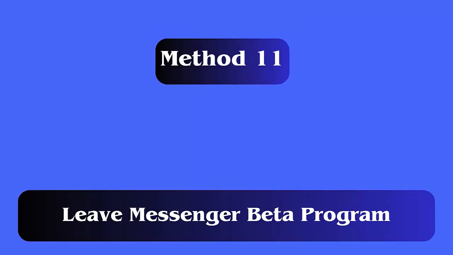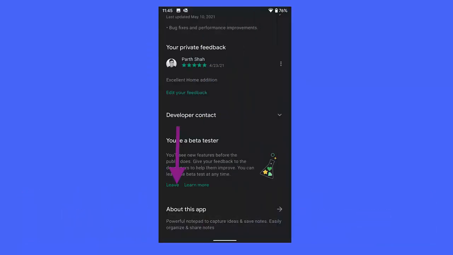Method 11. Leave Messenger beta program. Follow the steps. First, open Google Play Store on your phone. Here, look for Messenger app. Now, move down and check for the beta program. Lastly, click on the Leave button beside the "You're a Beta Tester" option.